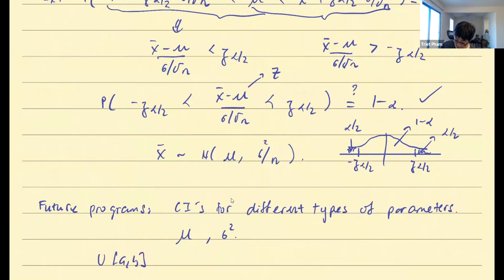A definitely does not play the role of mu. B also does not play the role of sigma square. A and B are the population min and population max. So how do you construct a confidence interval for A and B, for example, if you need to?